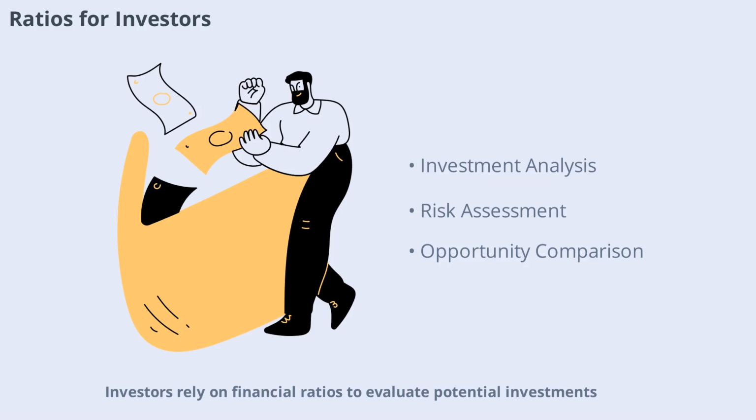Investors rely on financial ratios to evaluate potential investments. Ratios help them spot undervalued companies, assess risk, and compare opportunities. By focusing on profitability, liquidity, efficiency, and solvency ratios, investors can make more informed decisions. Ratios are a key part of any investment analysis toolkit.